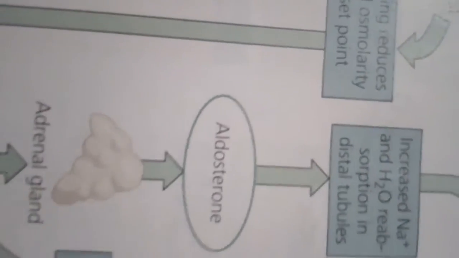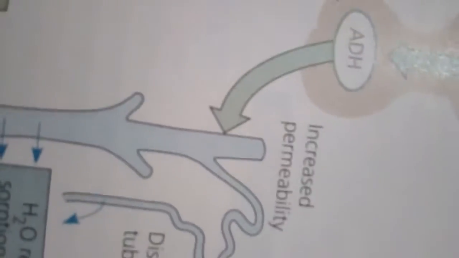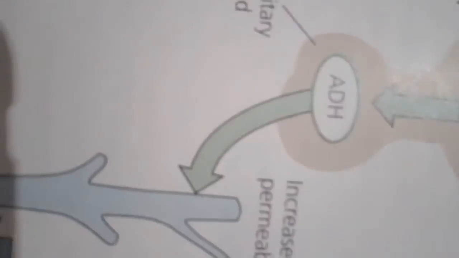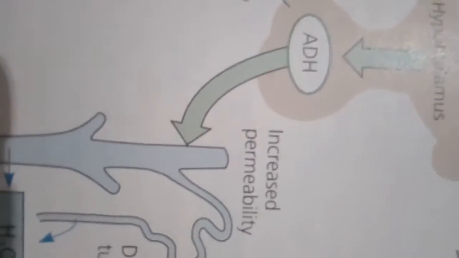Another effect of angiotensin II is stimulation of the adrenal glands to release a hormone called aldosterone. Aldosterone acts on the nephron's distal tubules, making them reabsorb more sodium and water and increasing blood volume and pressure.